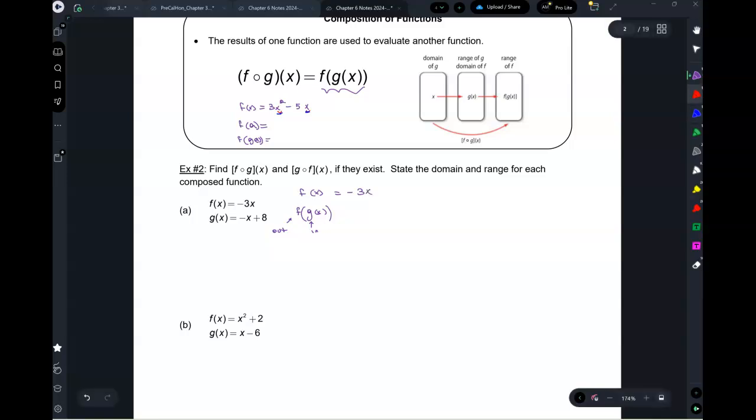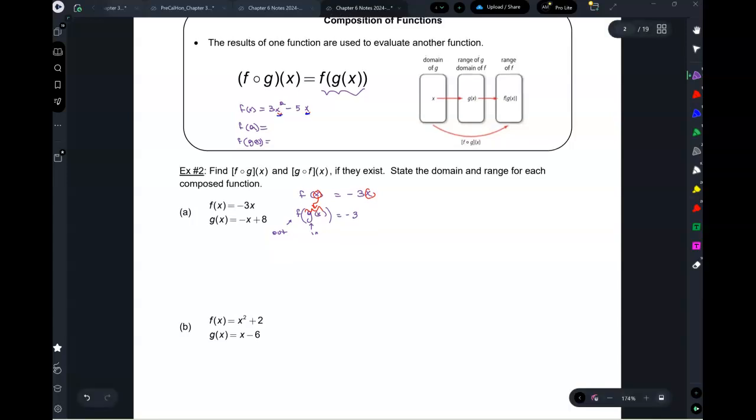So now, what's happening when I go from f of x to f of g of x? This x is being replaced by g of x. So when I go here in my function, wherever I see an x, I'm going to replace just that with g of x. So let's continue. Let's read the function. Negative, so far so good. 3, so far so good. Oops, there's an x there. The x is going to be replaced by g of x, which is negative x plus 8.